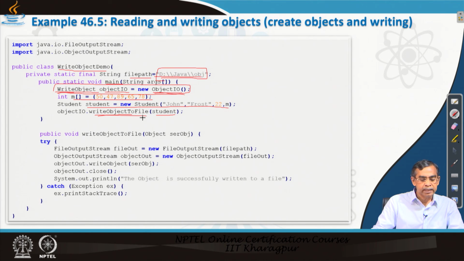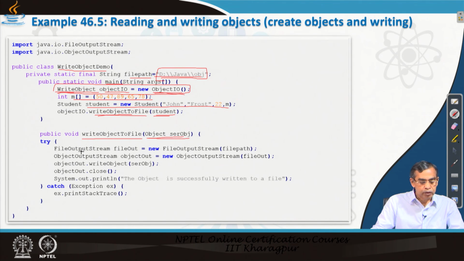Okay, so this is basically the object. Fine. Now, let us come to the write object to file. This is the object that we want to store. It is a serializable object, and the student is basically the type of object. Here the object argument is given, that means it can take any object as an argument.